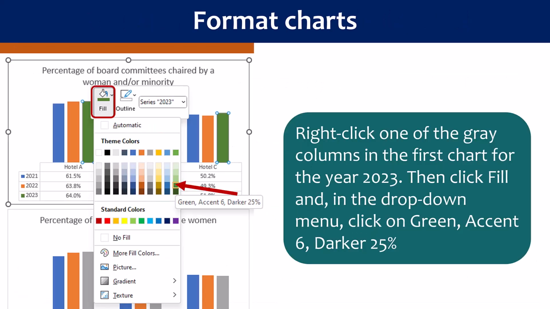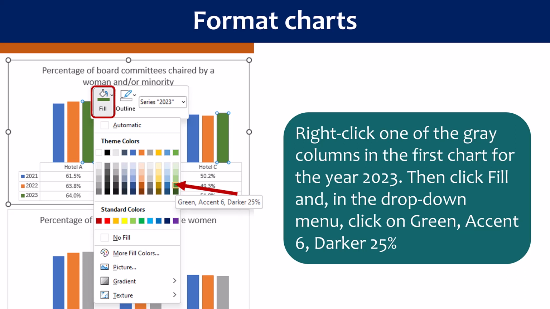To make the 2023 series stand out a bit better, we will change the color. Right-click one of the gray columns in the first chart for the year 2023. Then click Fill, and in the drop-down menu, click on Green, Accent 6, Darker 25%.